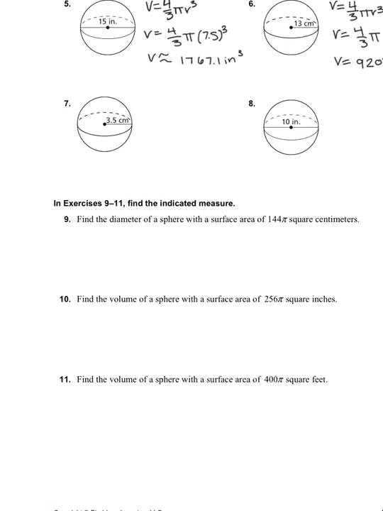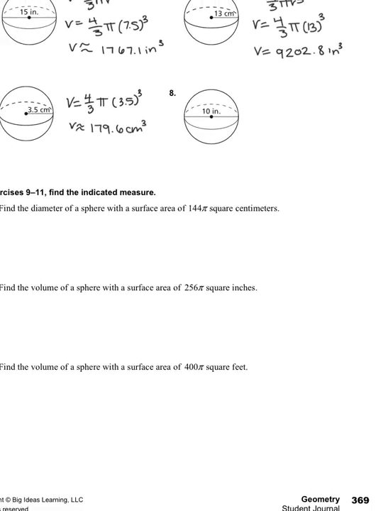Looking at question 7, once again, I'm going to do the same thing. I've got volume equals 4/3 pi times my radius, in this case 3.5, not squared, cubed. And so I have this. I'm going to plug that into the calculator. When I do, I get that my volume is approximately 179.6 centimeters cubed.